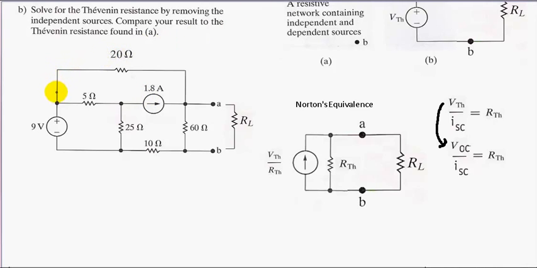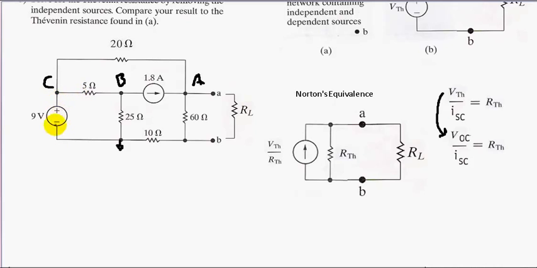Let's use node voltage analysis for this circuit. We'll declare our nodes. We have our ground reference right here. Node A, node B, and node C. We can see that node C is a 9-volt rise with respect to ground.